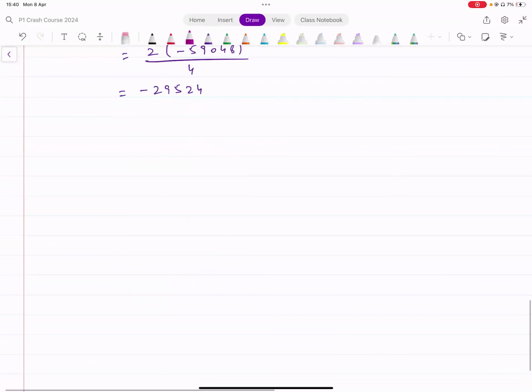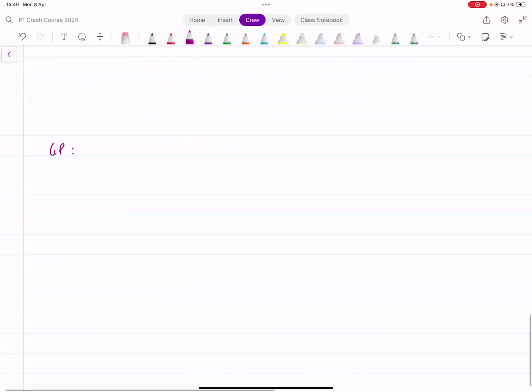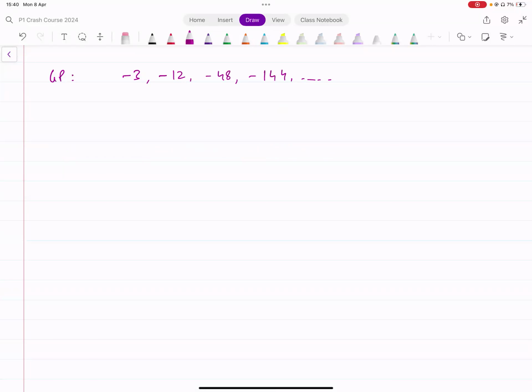Okay, let me write down another sequence here now. So let's say you have a geometric progression, and that looks like this. You have -3, -12, -48, -144, and so on. Is this a GP? Does this satisfy the condition for being a GP? Yes. Yes, the first term is -3. What about the ratio? The ratio is 4. Ratio is not negative here.